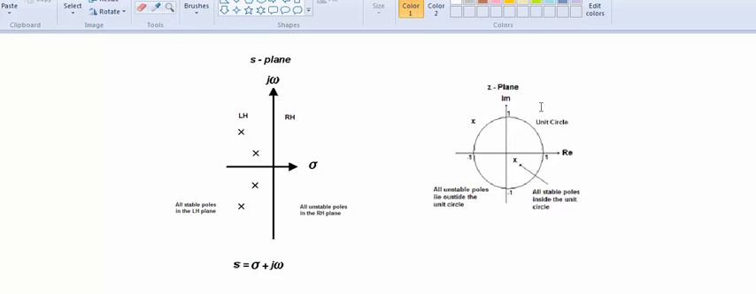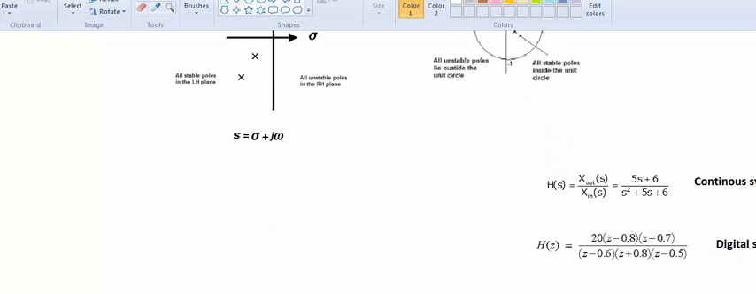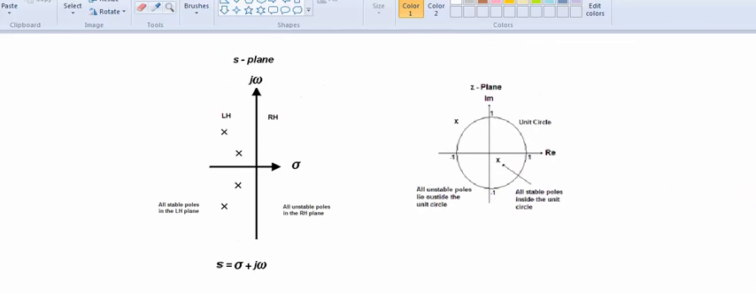As an example, you can see these two models here. We have a continuous system in the S-plane, or Laplace domain, and a digital system in the Z-plane. I need to clarify something here: how to tell whether a system in the S-plane is stable or not.